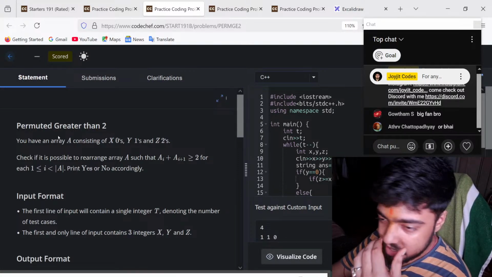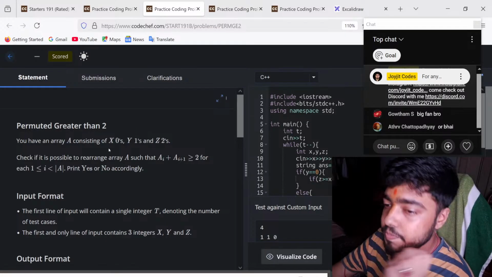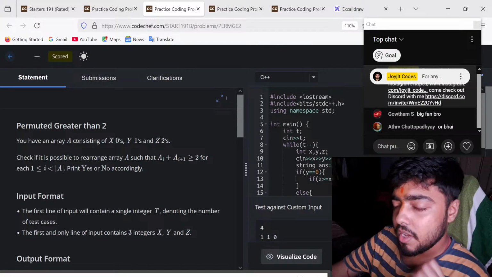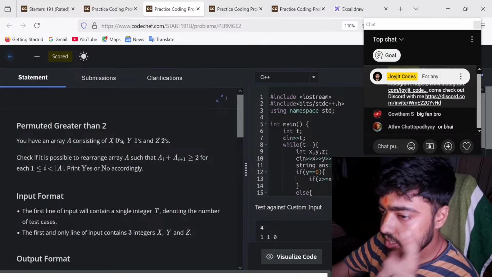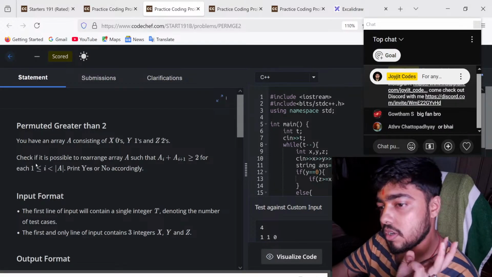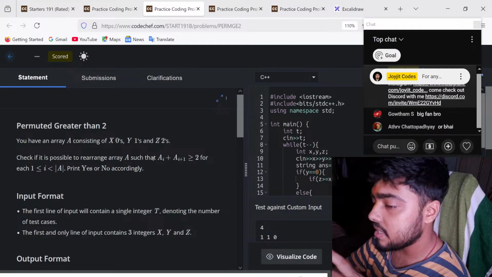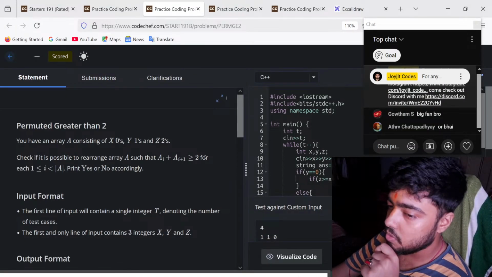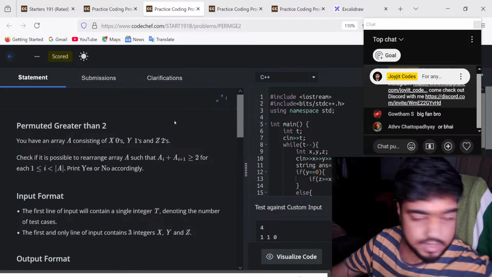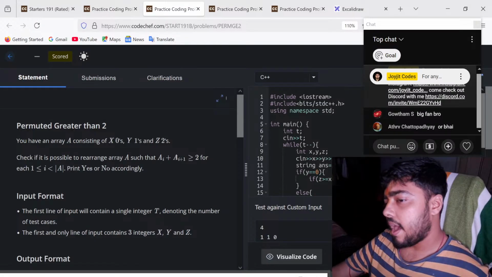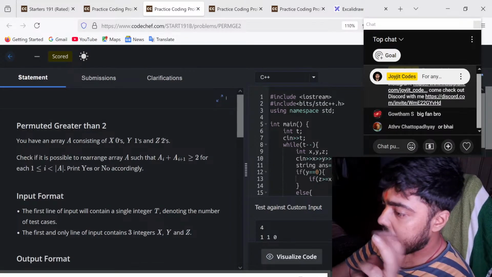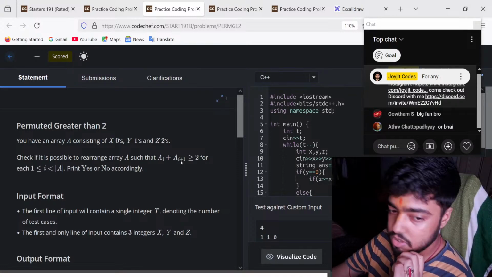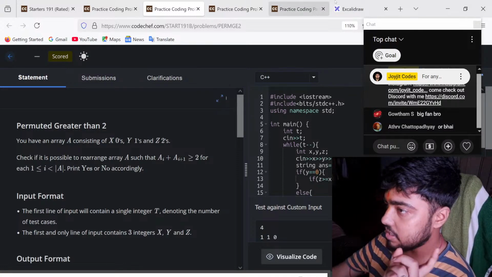So the second question is Permuted Greater Than True. You're given an array A consisting of x zeros, y ones, and z twos. Check if it is possible to rearrange the array in such an order that A[i] plus A[i+1] is always greater than or equal to 2. That is, every two consecutive numbers, if you add them up, should be greater than or equal to 2. And the array is made of 0s, 1s, and 2s.